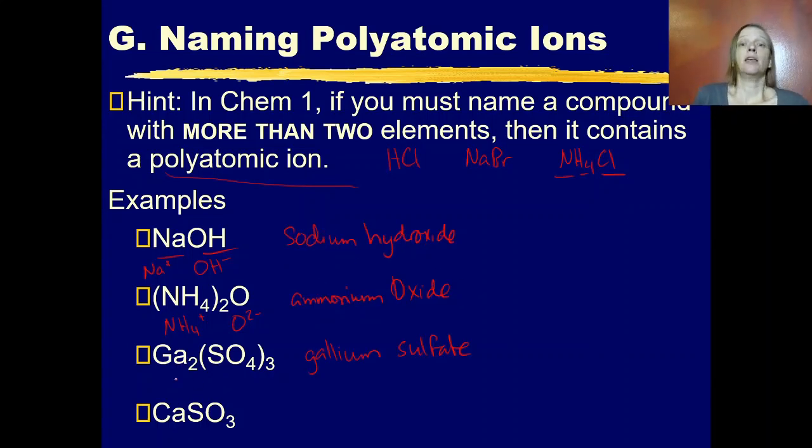Here for this next one, we have gallium ions pairing up with sulfate ions. So we have gallium sulfate. This sulfate ion is SO4 with a charge of -2. And here we have calcium sulfite, because we have calcium ions pairing up with the sulfite ion, and the sulfite ion is SO3 with a charge of -2. Calcium sulfite.